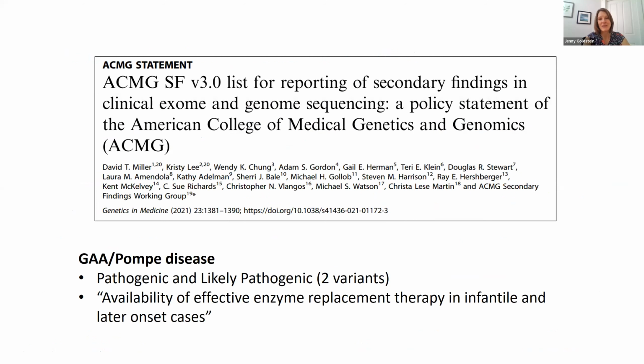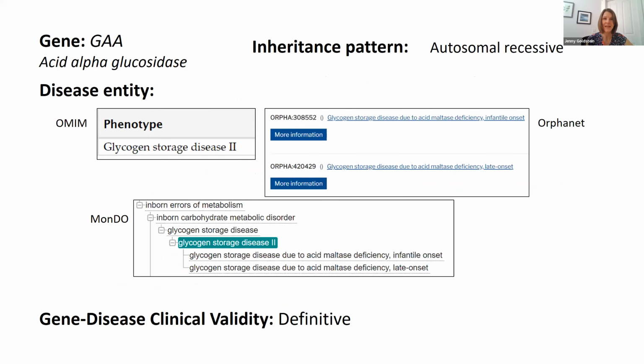So another thing I wanted to mention in terms of why variant interpretation is important for this gene is that in the last version of the secondary findings statement from ACMG, GAA and Pompe disease was actually added to the secondary findings list. And this would be for a patient who had two variants that are pathogenic or likely pathogenic. And the reason that they state for adding this to the list is the availability of effective enzyme replacement therapy in infantile and later onset cases.